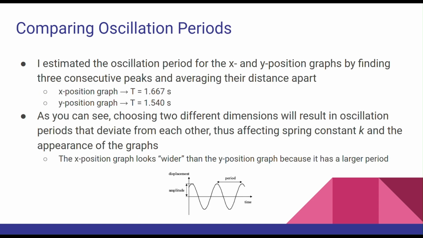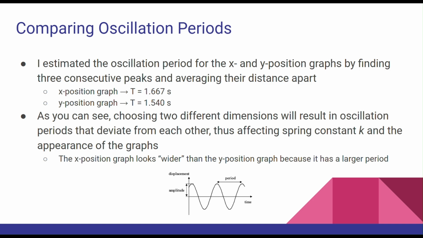And the oscillatory periods, I found those by looking at the distance between three peaks and taking their average distance. And as you can see here, for the x position graph the period is 1.667 and for y it is 1.540. So choosing two different dimensions will result in oscillation periods that deviate from each other a little bit, and thus affects the spring constant k and the appearance of the graphs.